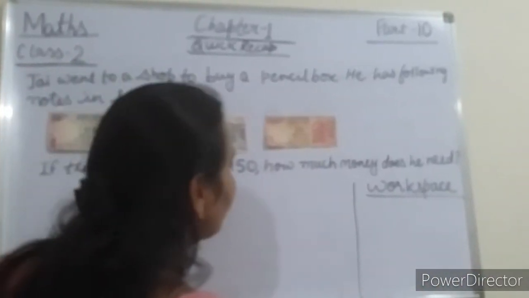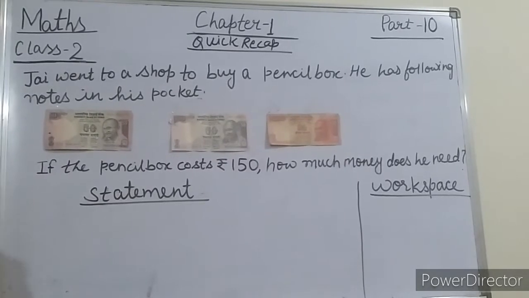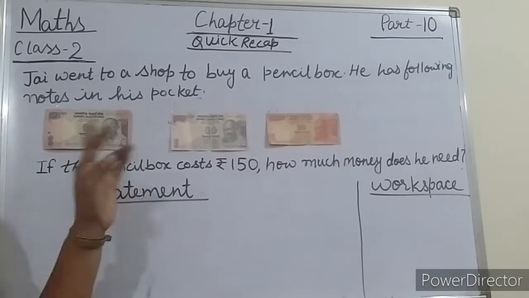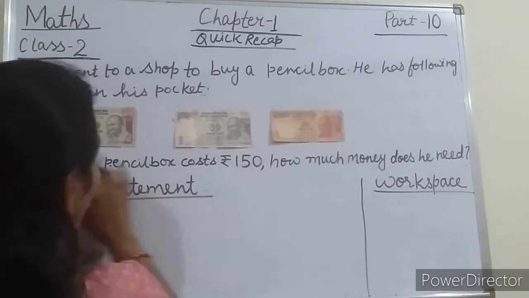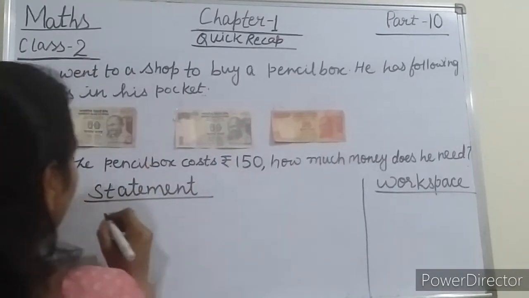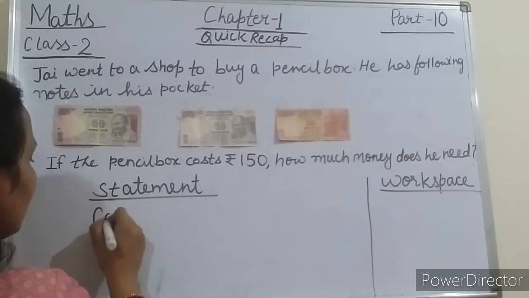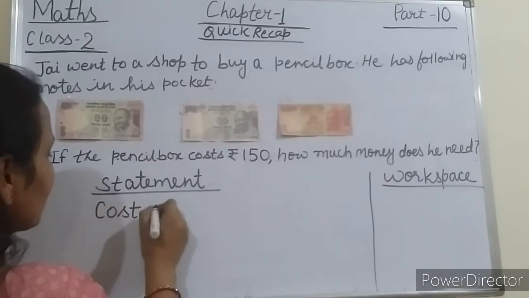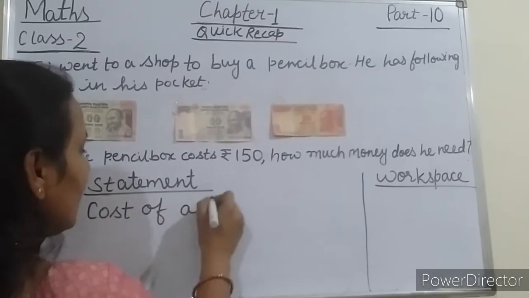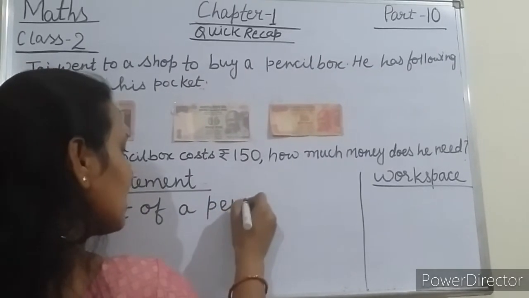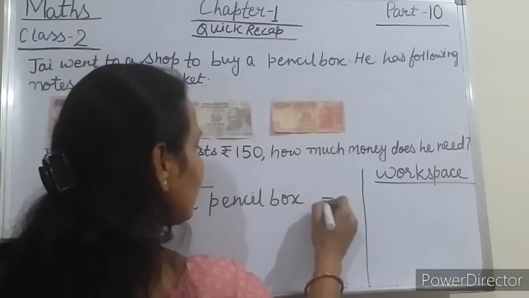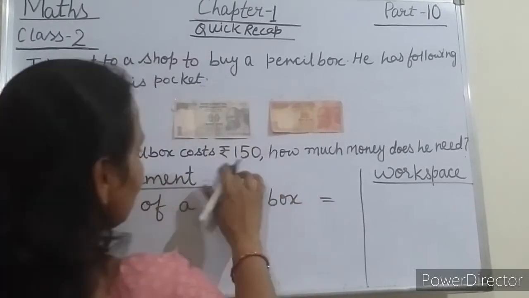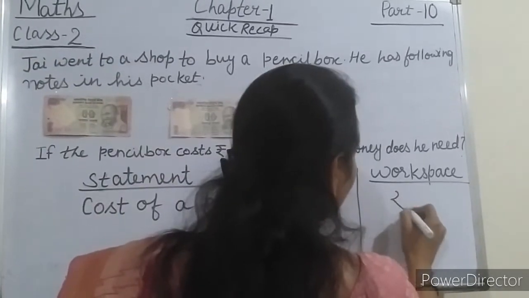So, students, first of all, we have to write the cost of a pencil box. So, what is the cost of a pencil box? 150. So, write here cost of a pencil box is equals to rupees 150. Very good.